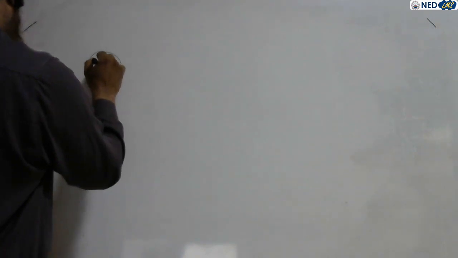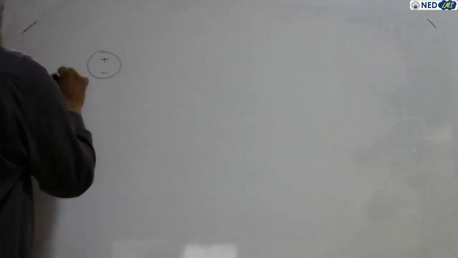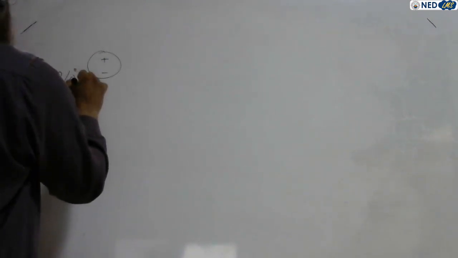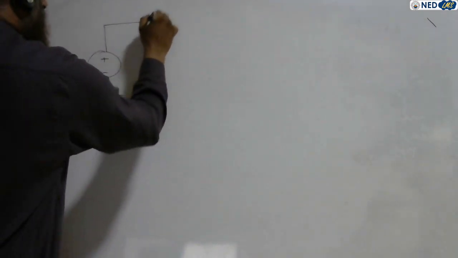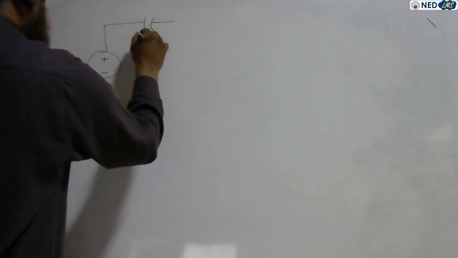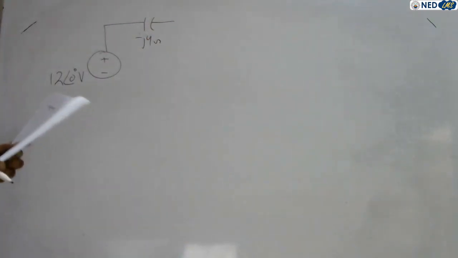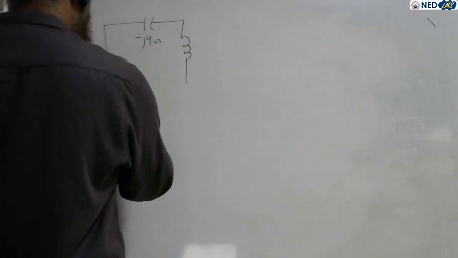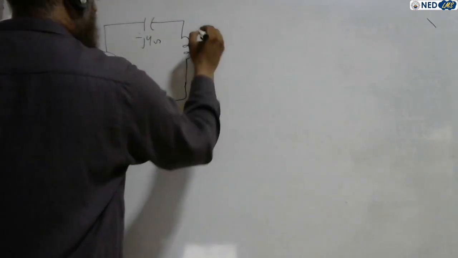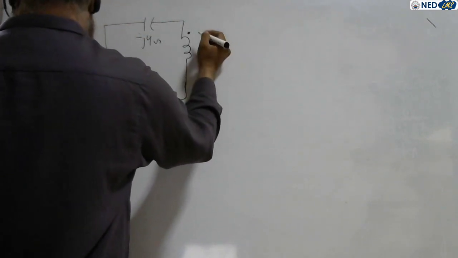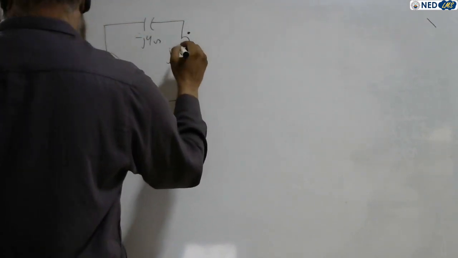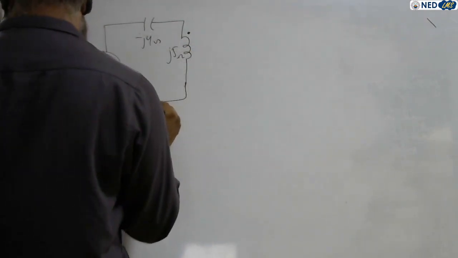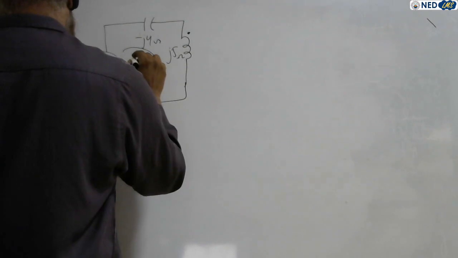Let's do an example, and we have values. This one is the supply, 12 angle 0 degree volts, and here is a capacitance of minus J4 ohms. We have an inductor connected in series, and we put our dot here. This is J5 ohms, and the current in this loop is I1.